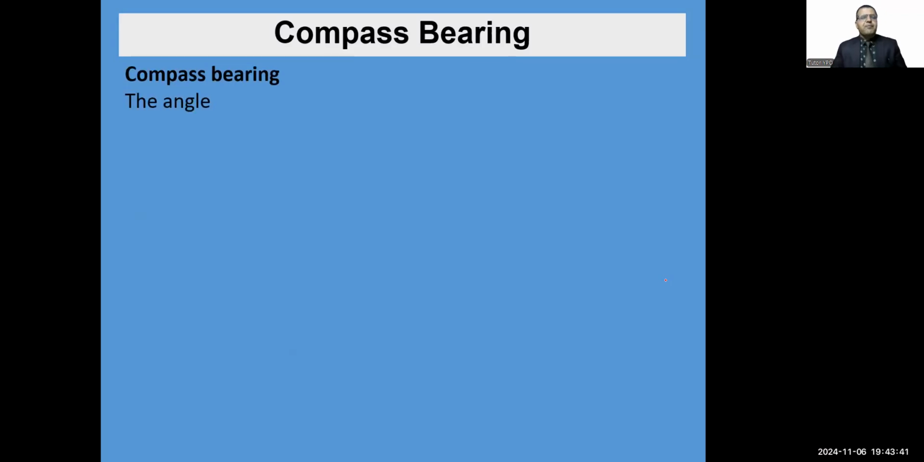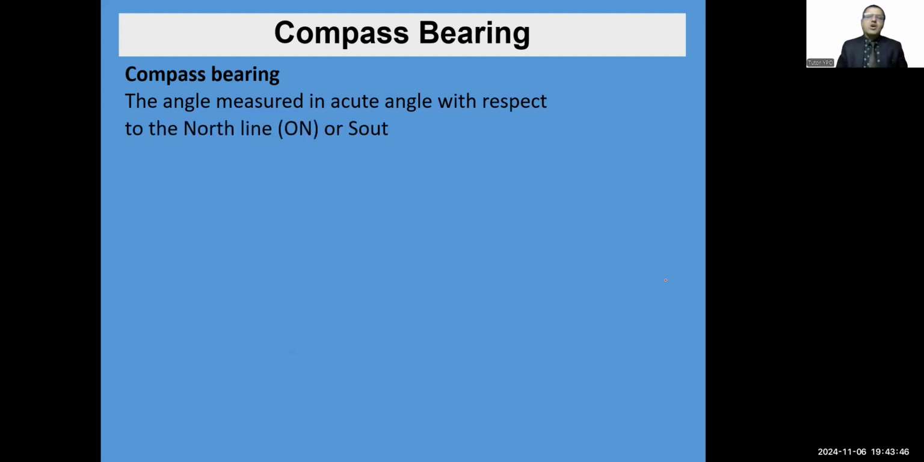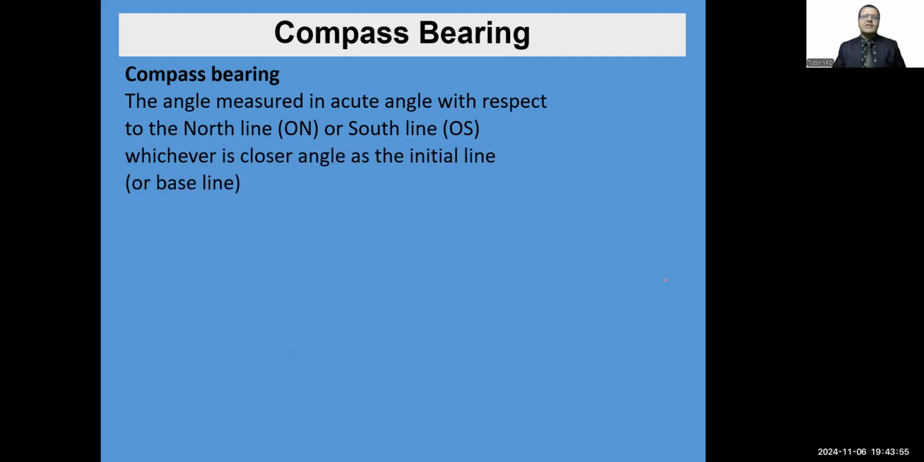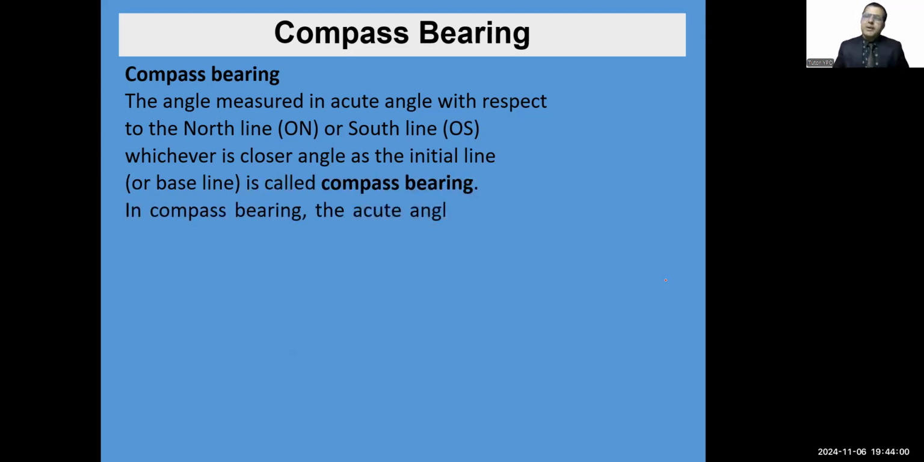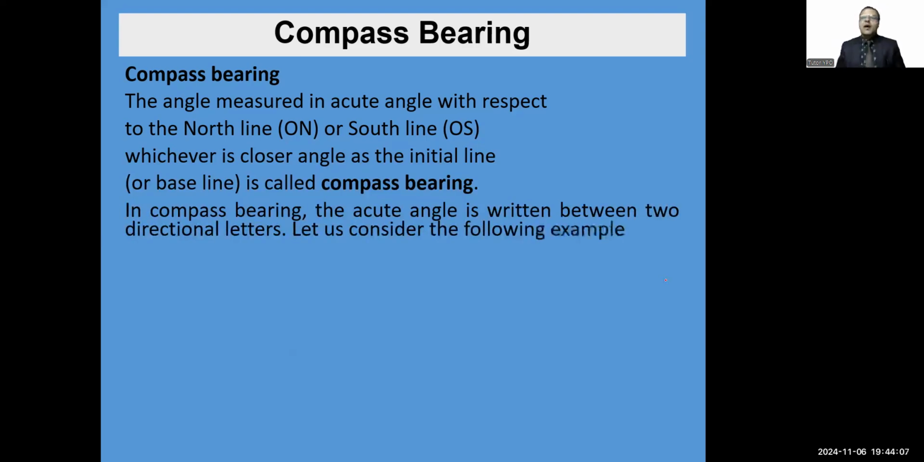Compass bearing. The acute angle measured with respect to the north line, ON, or the south line, OS, whichever is closer, as the initial line or the baseline, is called compass bearing. It means in order to find the compass bearing, either the north line or the south line is taken as the initial line.